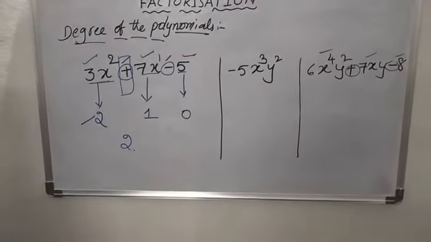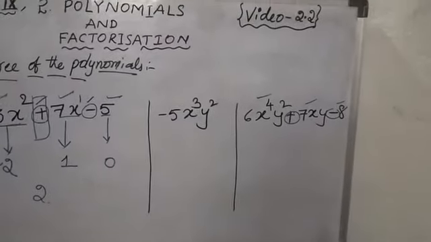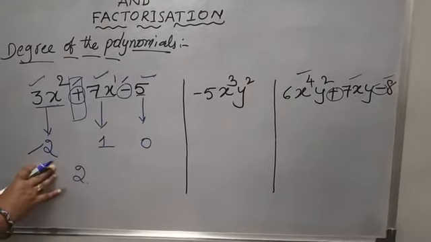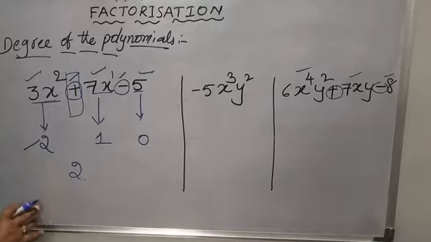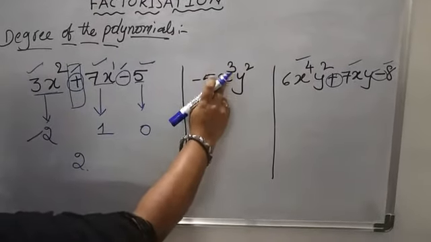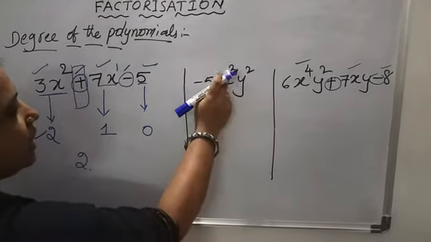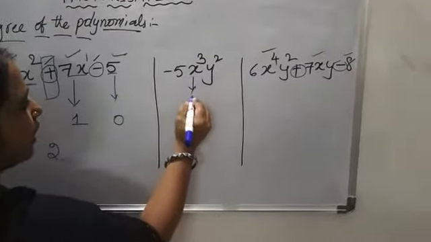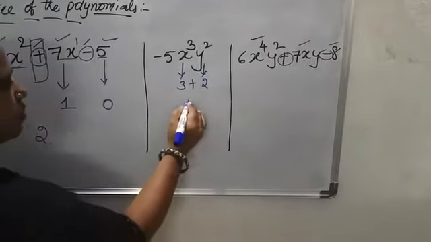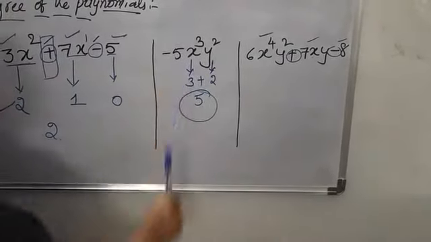Coming to the next one, minus 5x cube y square. What is the degree here? The degree of the polynomial is the highest degree of its variable terms. At the same time, we have to find the sum of the exponents of the given variable factors. That is, x and y are the factors here, and the exponent of x is 3 and the exponent of y is 2. Do the addition: 3 plus 2 is equal to 5. This total sum is the degree of this given polynomial.